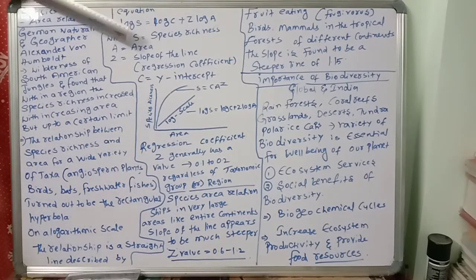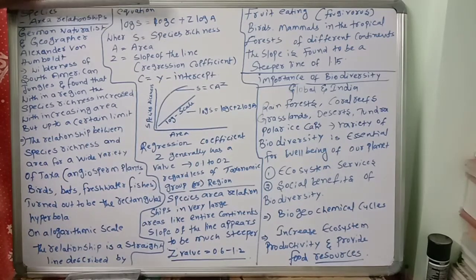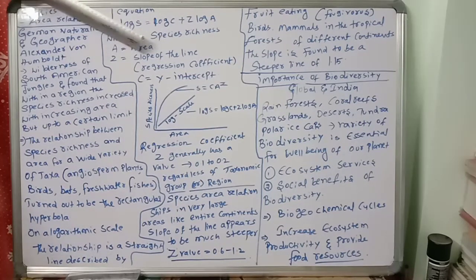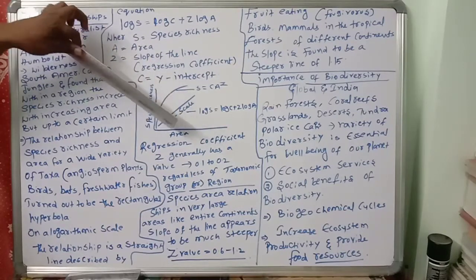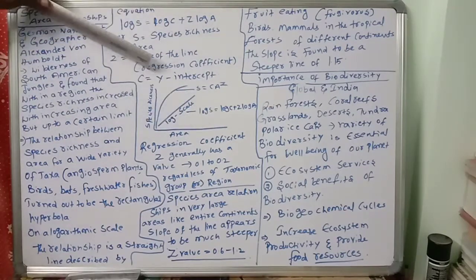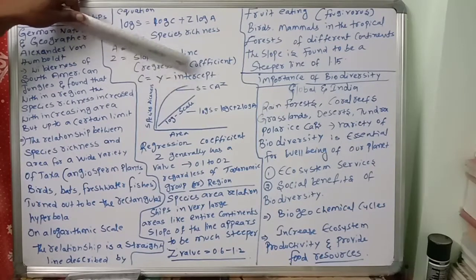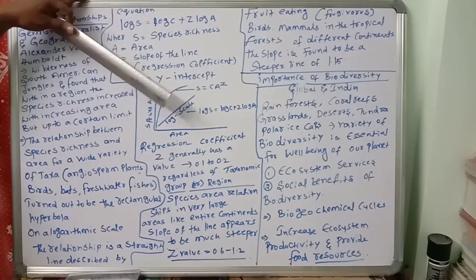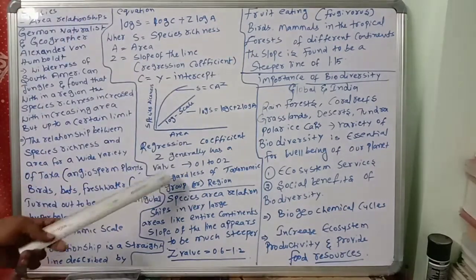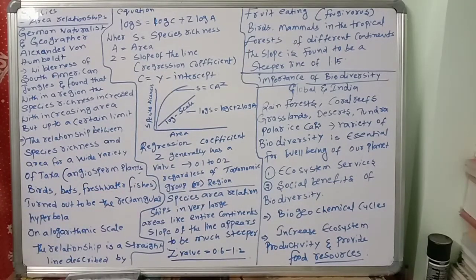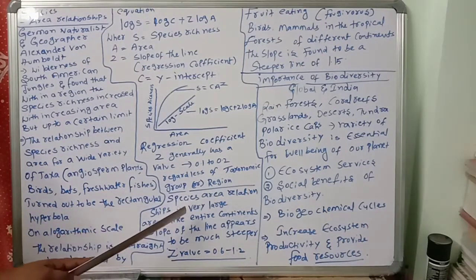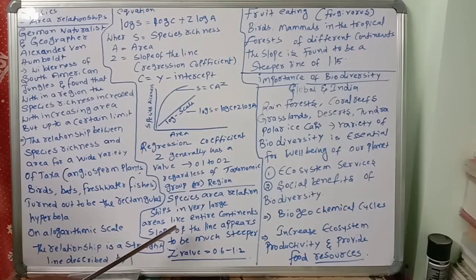Log S is what? Species richness. A is equal to area. As area increases, species richness also increases. Z is the slope of the line, the regression coefficient, and C is the intercept. So Z generally has a value of 0.1 to 0.2. But in the species-area relationship over very large areas, like entire continents, the slope of the line appears much steeper. The Z value is 0.6 to 1.2.